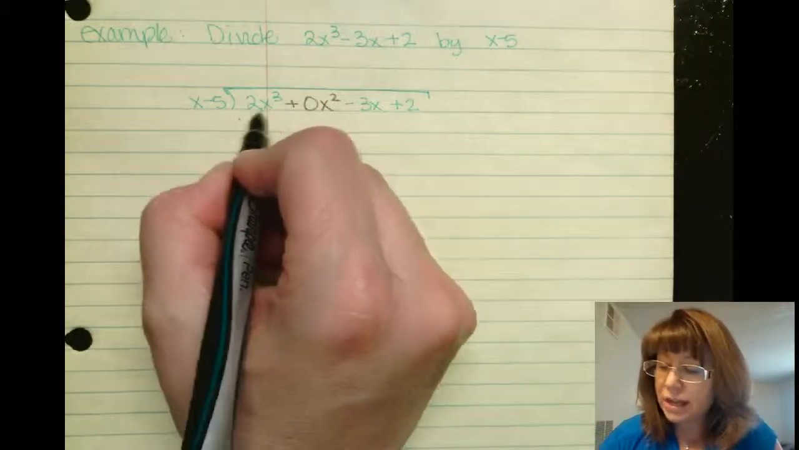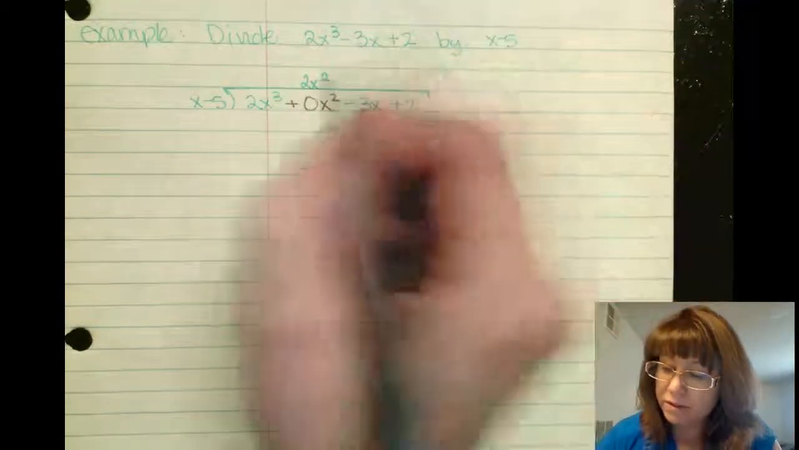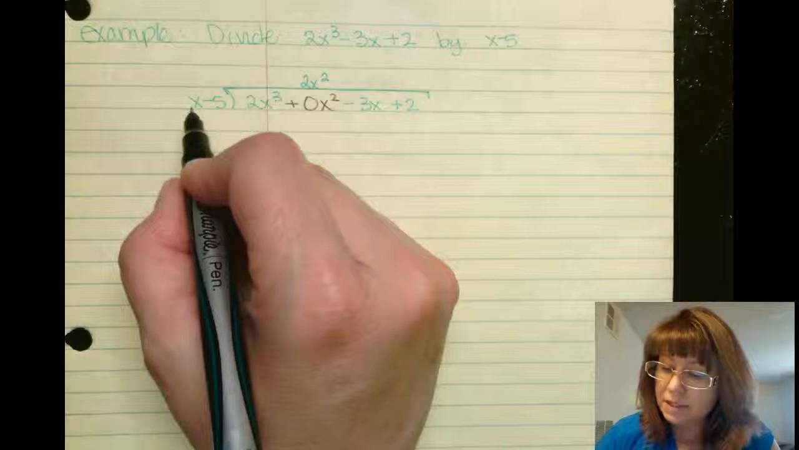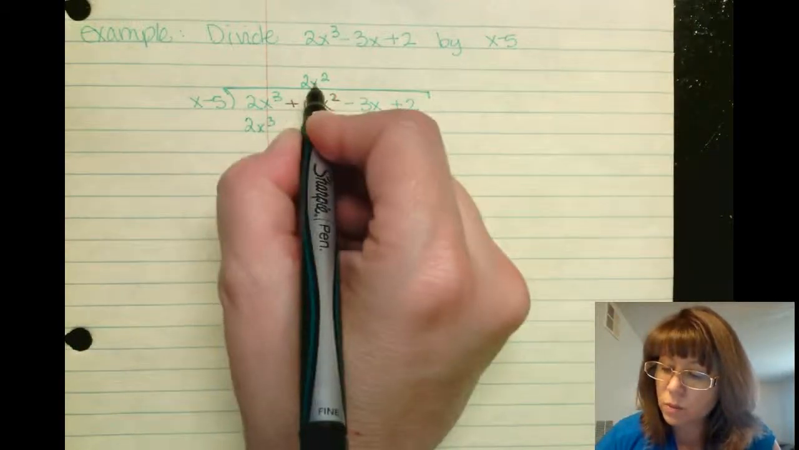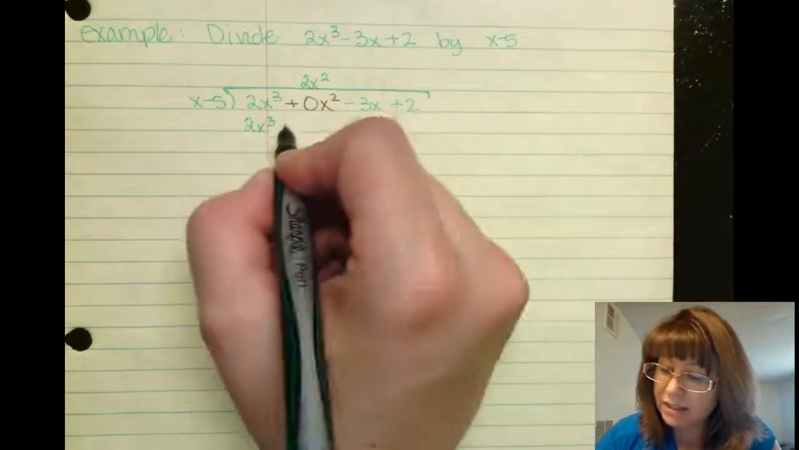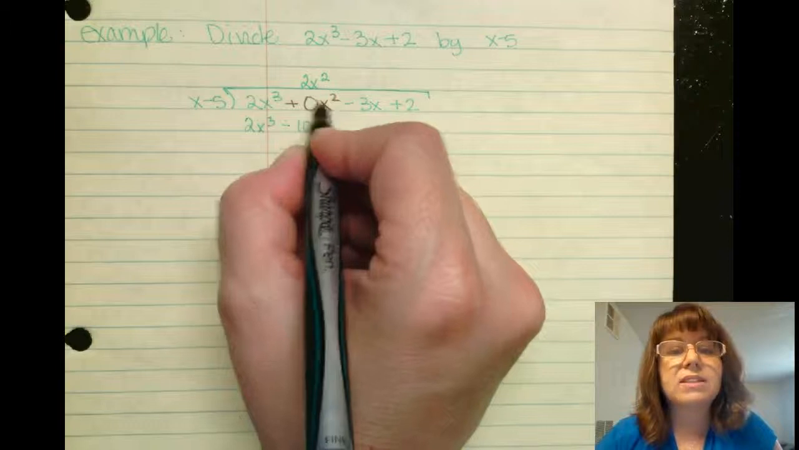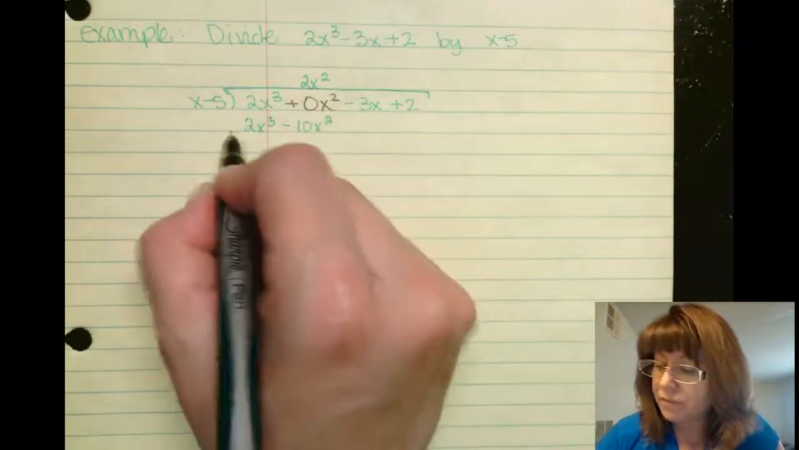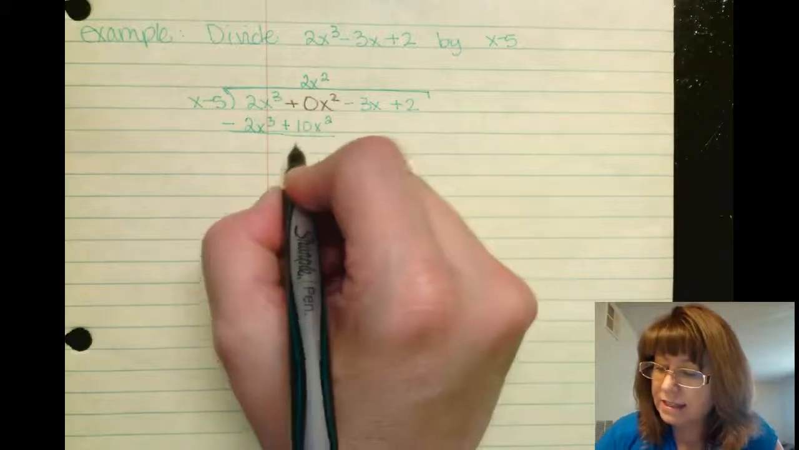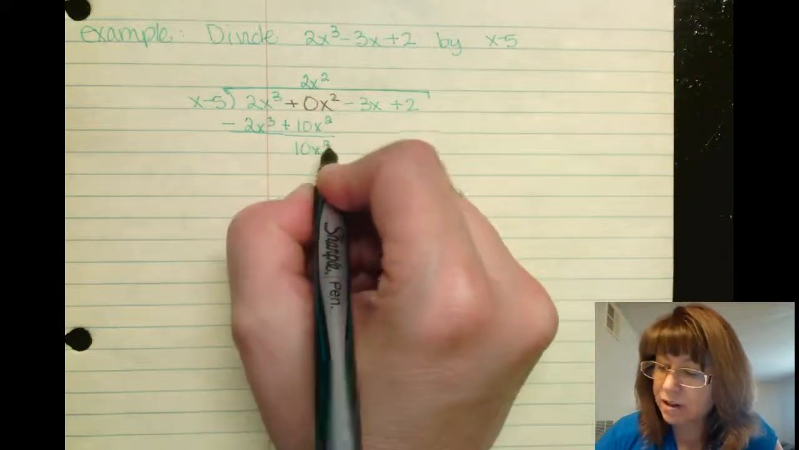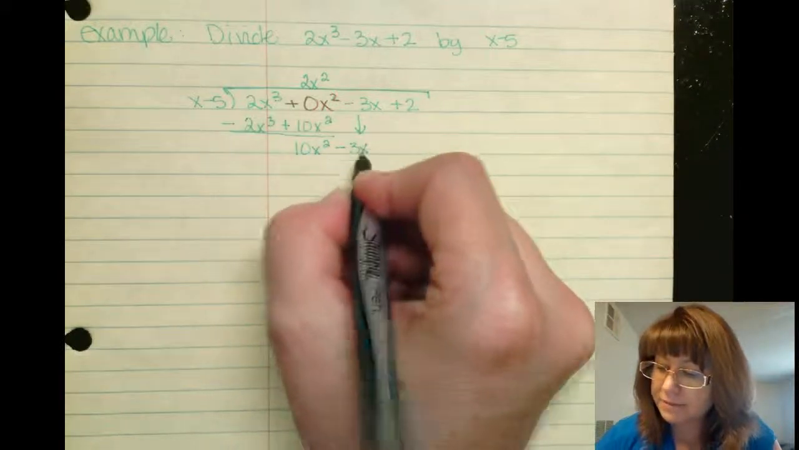X goes into 2x cubed, 2x squared. 2x squared times x is 2x cubed. 2x squared times negative 5 is negative 10x squared. Now you see why I had that placeholder. Change the signs. 10x squared. Bring down the next term, minus 3x.